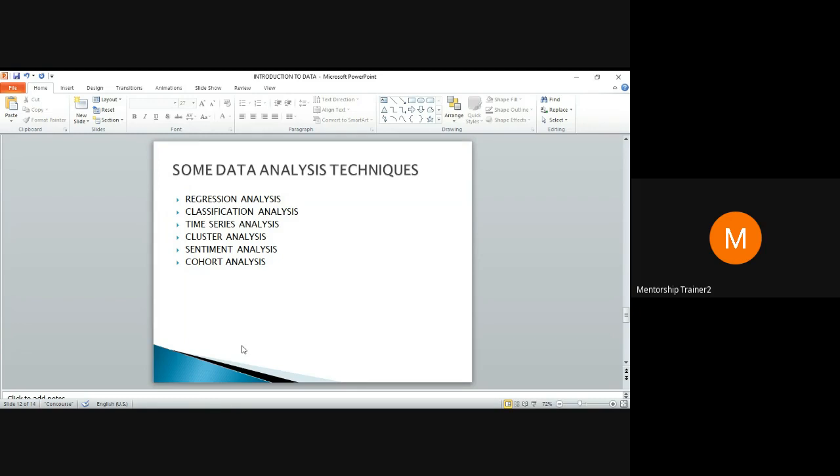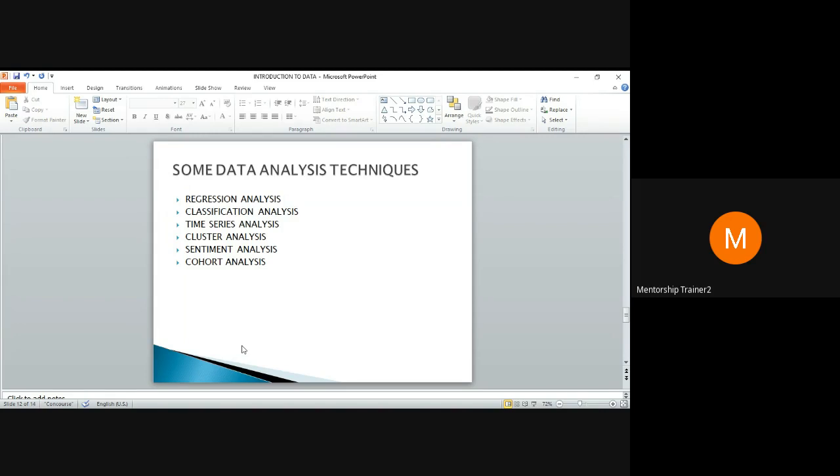Should we face so people on social media? Do you understand? So it also helps in election campaigns. They use more of this sentiment analysis. Cohort analysis: all of us are now in this group, we are in one cohort.